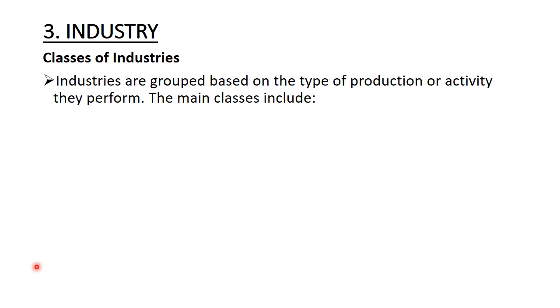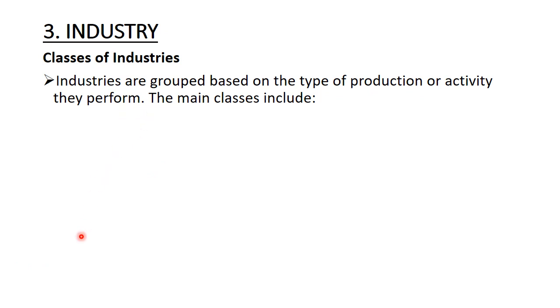Okay, away from production, we look at industry. We've looked at types of production and I've emphasized that these are different from methods of production. When the question is asking you about type of production, you don't have to answer the method of production, like direct production and indirect production. Now we shift our attention to industry. In industry, we're going to look at classes of industries. Industries are grouped based on the type of production or activity they perform.